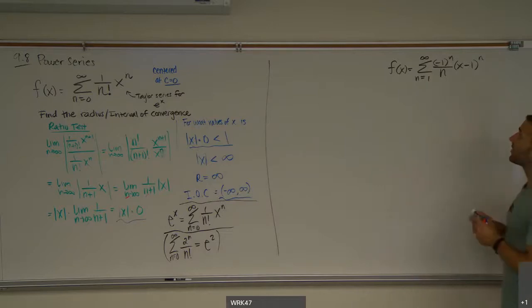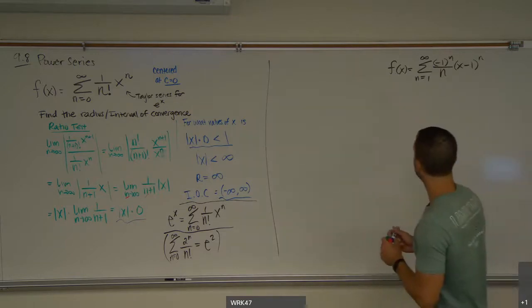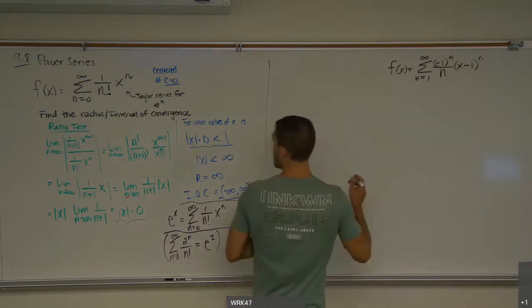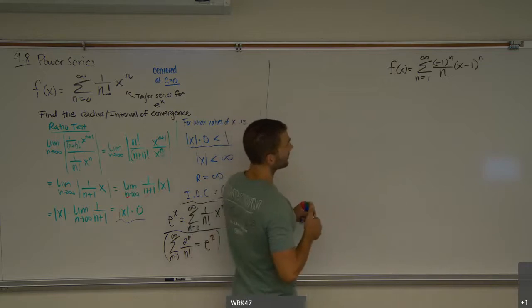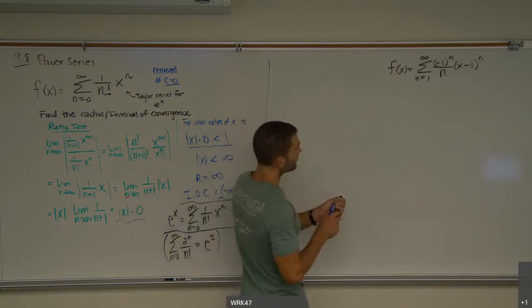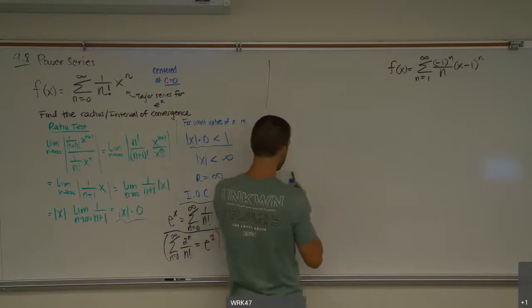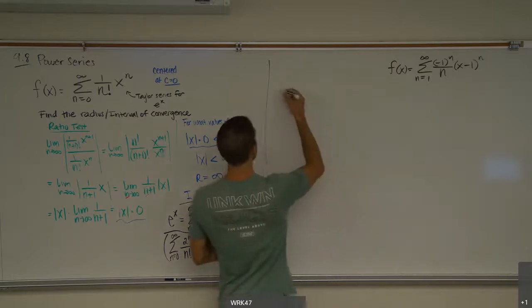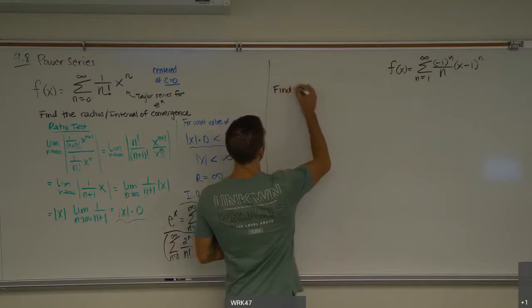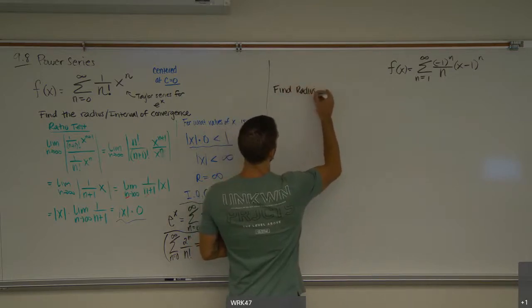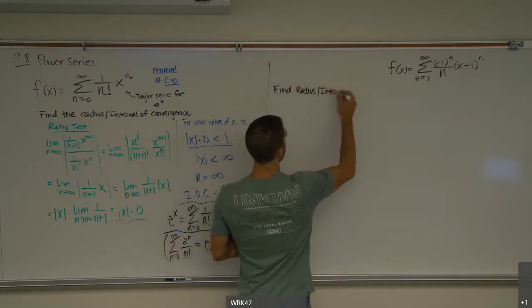Let's look at another one. In this case, we have negative 1 to the n over n times x minus 1 to the n. And let's find the radius and interval of convergence here. Now in this case, because of the construction of my power series, I'm going to use the root test. So we're going to find the radius and interval of convergence.